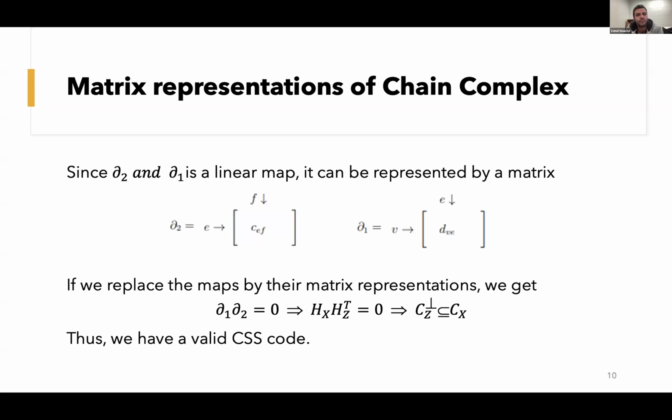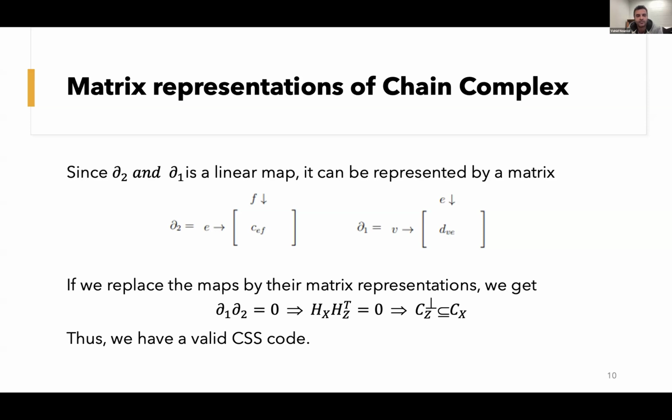Also, finding the parity check matrices HX and HZ is a challenging part in quantum error correction, also for CSS construction in the quantum error correction. For chain complex, we have delta 2 and delta 1. For delta 2, we have a matrix where the rows are represented by faces and the columns by edges. And if we have a relationship between faces and edges, we put 1, otherwise we put 0.